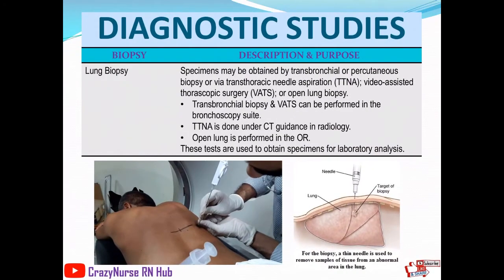For your biopsy, we have your lung biopsy. Specimens may be obtained by transbronchial or percutaneous biopsy or via transthoracic needle aspiration or TTNA, video-assisted thoracoscopic surgery or VATS, or open lung biopsy. Transbronchial biopsy and VATS can be performed in the bronchoscopy suite. TTNA is done under CT guidance in radiology, and open lung is performed in the OR or operating room. These tests are used to obtain specimens for laboratory analysis.